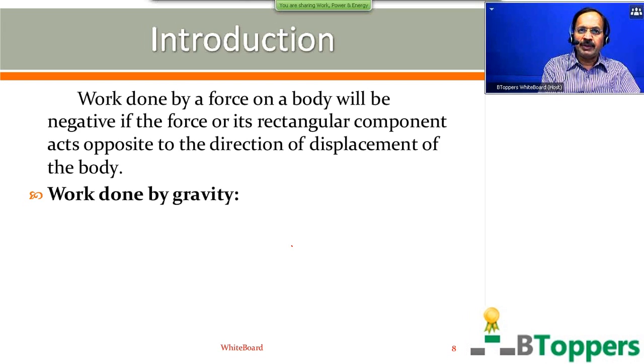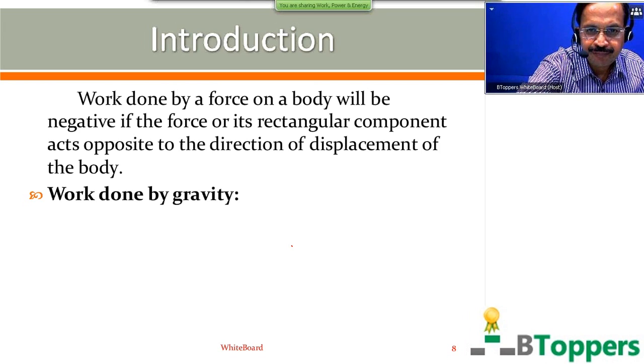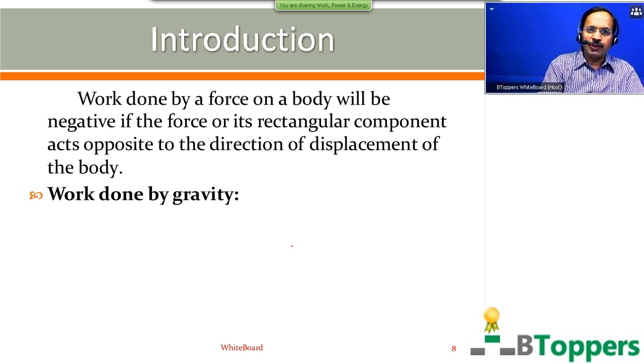So in the previous class, I started work and energy. I was discussing the work done by the force of gravity, the calculation of the work done by the force of gravity on a body when the body undergoes a small vertical displacement near the Earth's surface. Small displacement is in the sense small compared to the radius of the Earth.